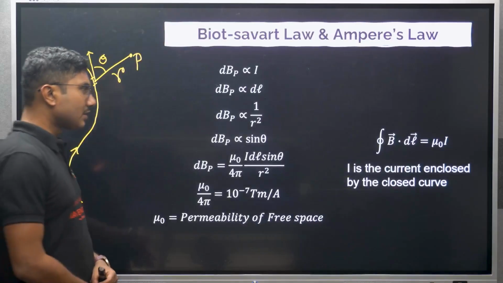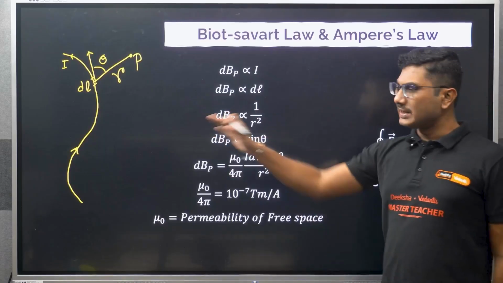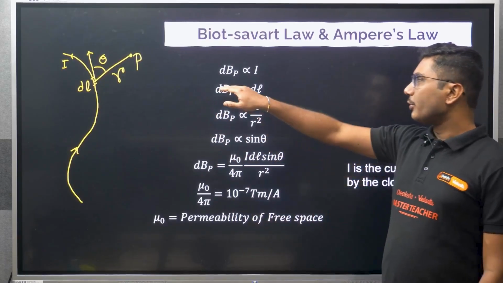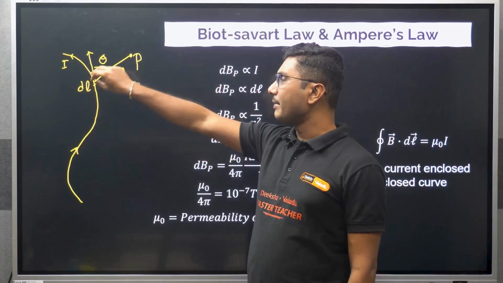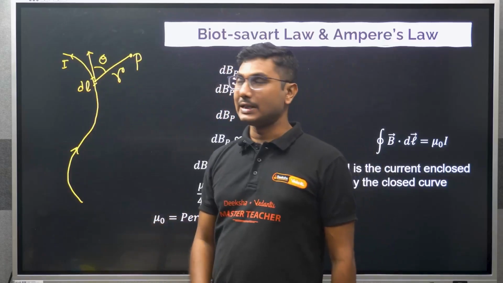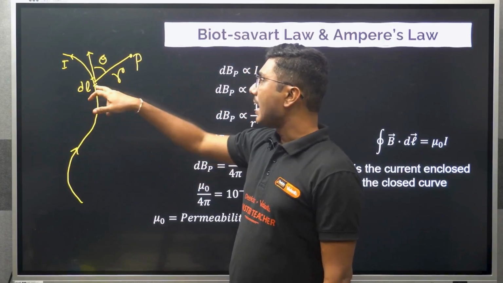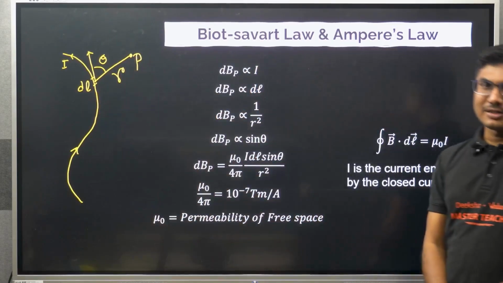Now Biot-Savart's law is also very, very important, as well as Ampere's law. They are basically cousin brothers, related to each other. So now when we are considering Biot-Savart's law, it states the magnetic field due to a current carrying element, basically a small portion of the current carrying wire. Due to this element, what will be the magnetic field at some distance from the wire.